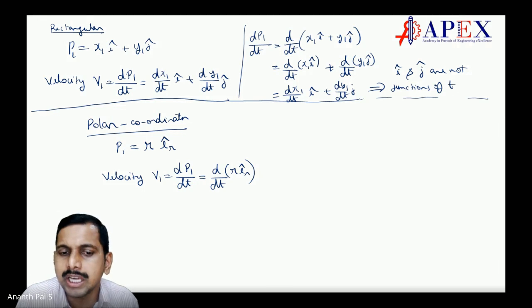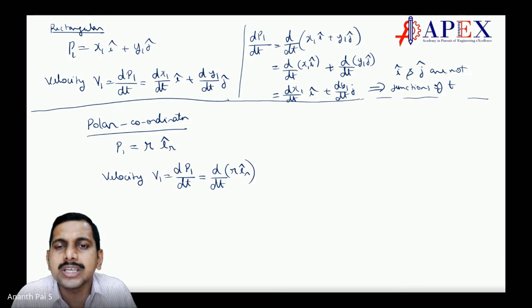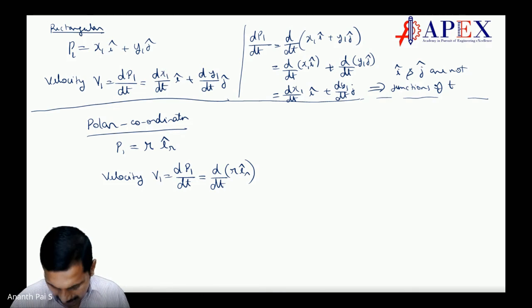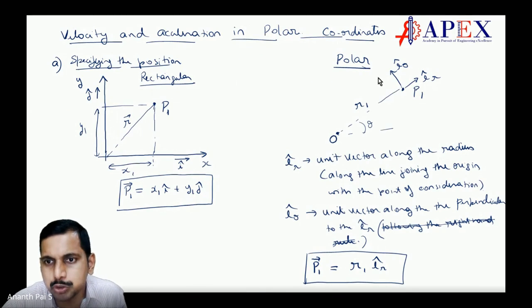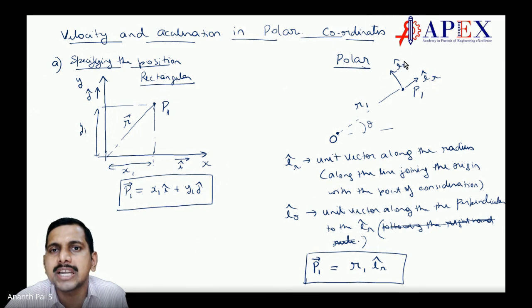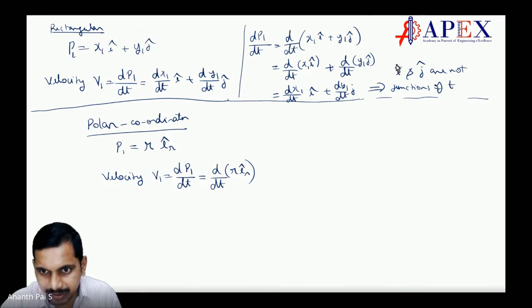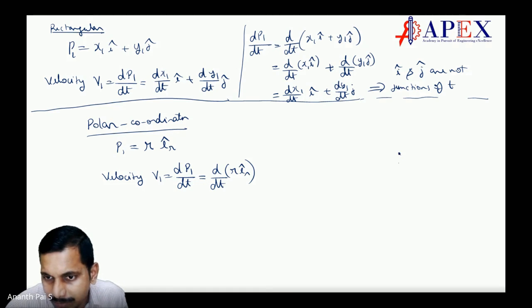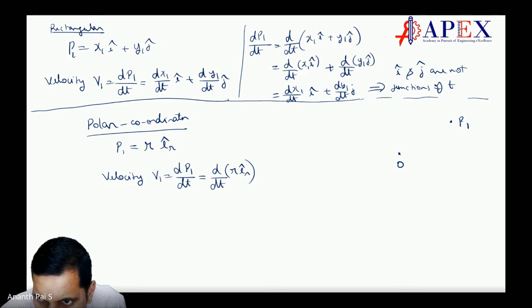Here we cannot take er as a constant. Why? Because as position changes, er changes, correct? For example, if the position goes to P2, the direction of er is different, is it not? So say this is the origin, and say this is P1. Now as the position changes to another P2, er changes, is it not?